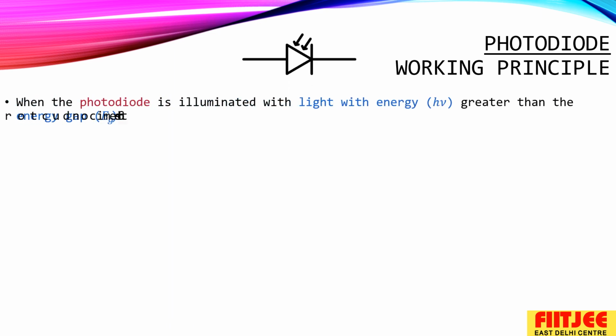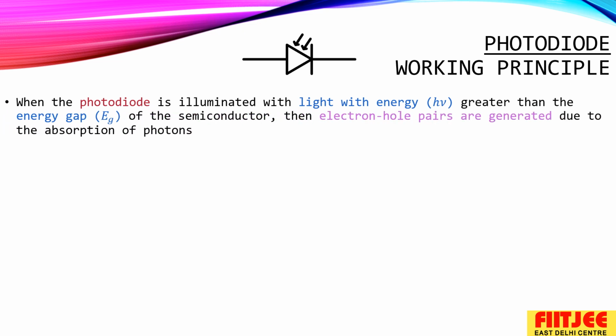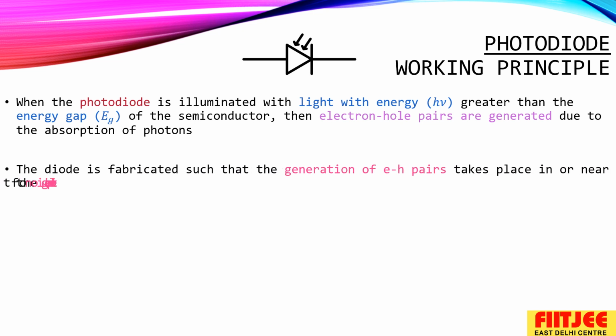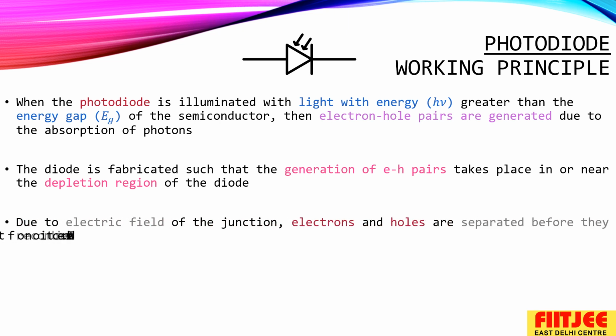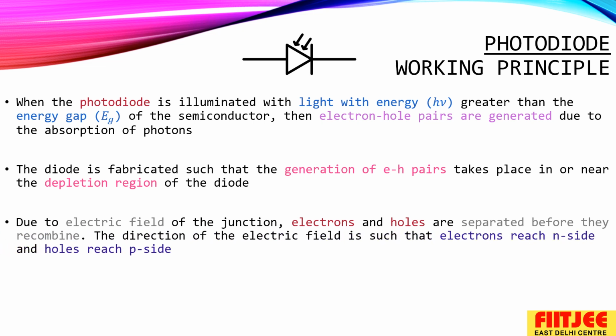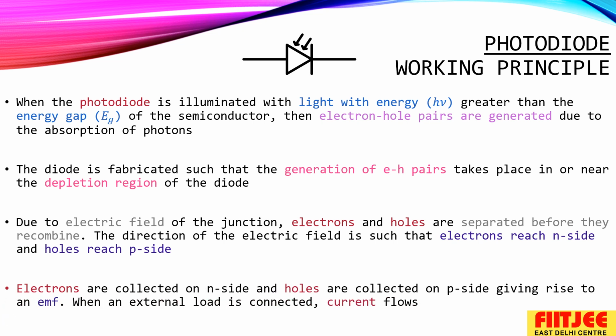When the photodiode is illuminated with light with energy h mu greater than the energy gap of the semiconductor, then electron hole pairs are generated due to the absorption of photons. The diode is fabricated such that the generation of electron hole pairs takes place in or near the depletion region of the diode. Due to the electric field of the junction, electrons and holes are separated before they recombine. The direction of the electric field is such that the electrons reach the n side and holes reach the p side. Electrons are collected on the n side and holes are collected on the p side, giving rise to an EMF. When an external load is connected, then current flows.